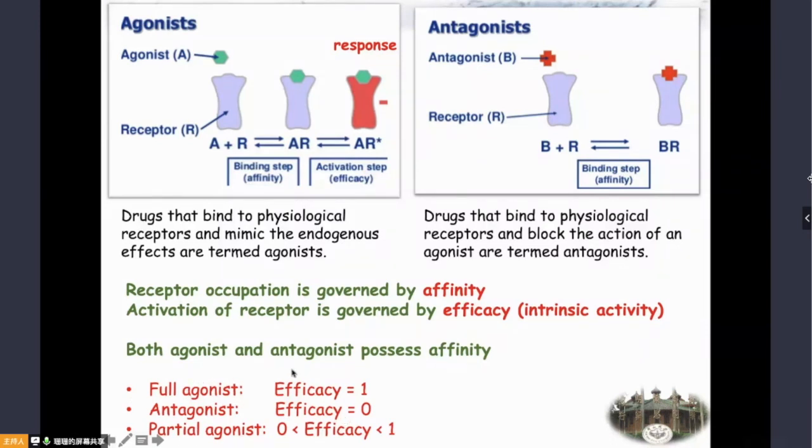Agonists can be further divided into full agonists and partial agonists. A full agonist can exert the maximum effect, but for a partial agonist, even at 100% occupancy of the receptor, the drug can only have a partial effect. So the efficacy will be below 1. It is called a partial agonist.